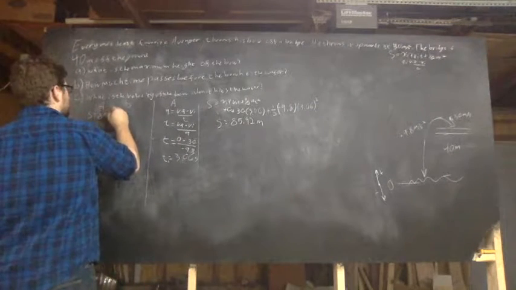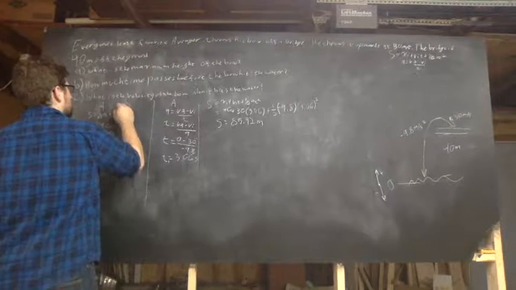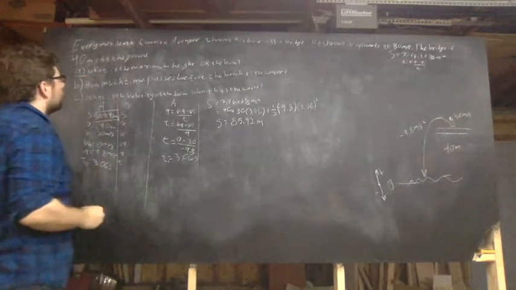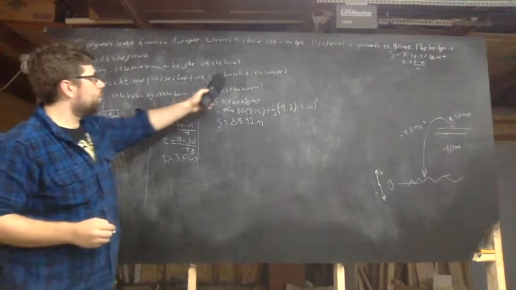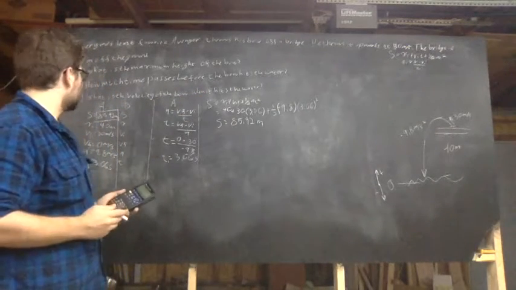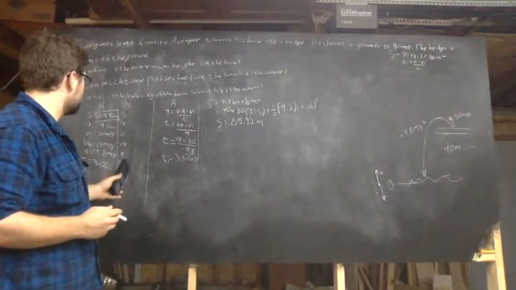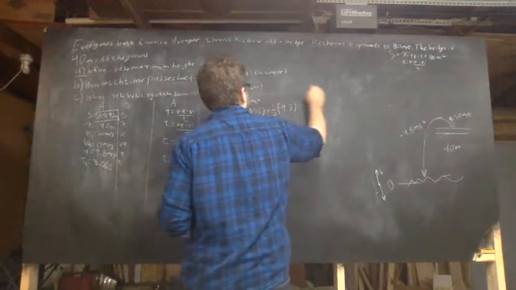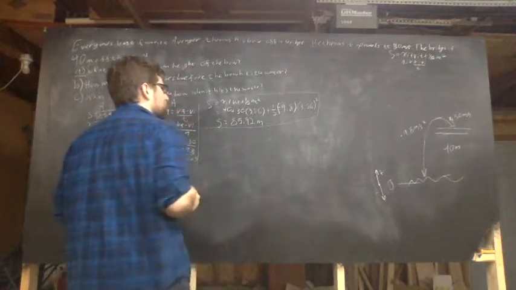85.92 is our answer for part A. All right, how much time passes before the bow hits the water? Well, in order to find that, I need to find T2. So I need to set up my part B. So let's go ahead and box this guy off so I know not to use that space.